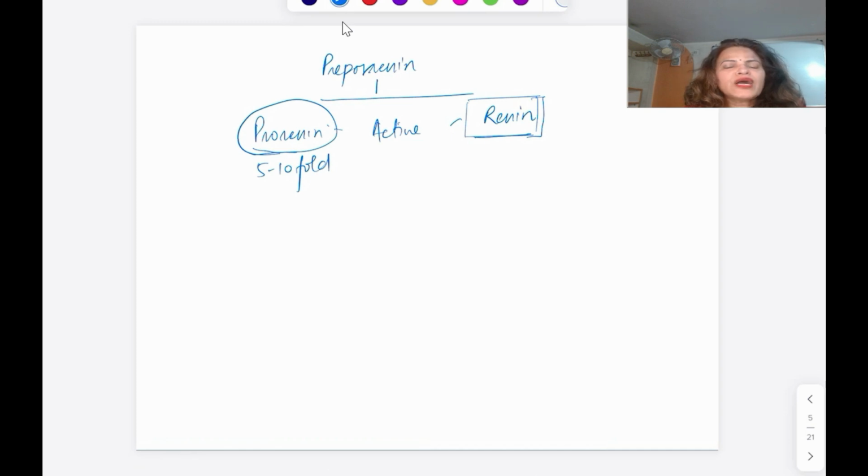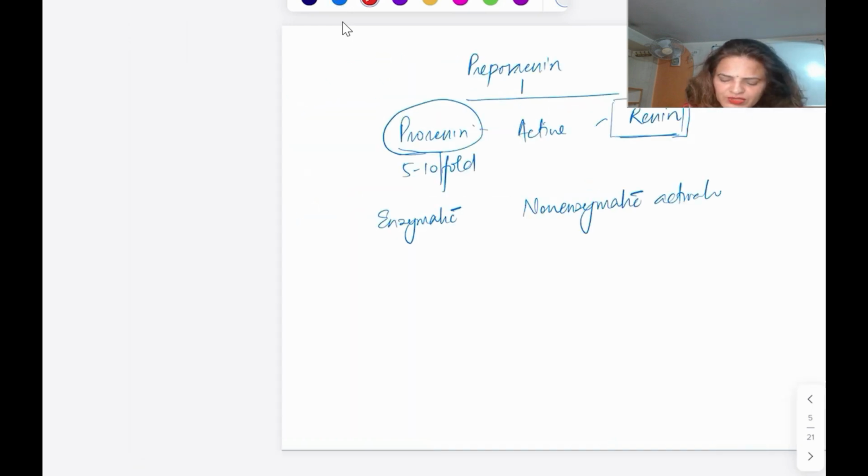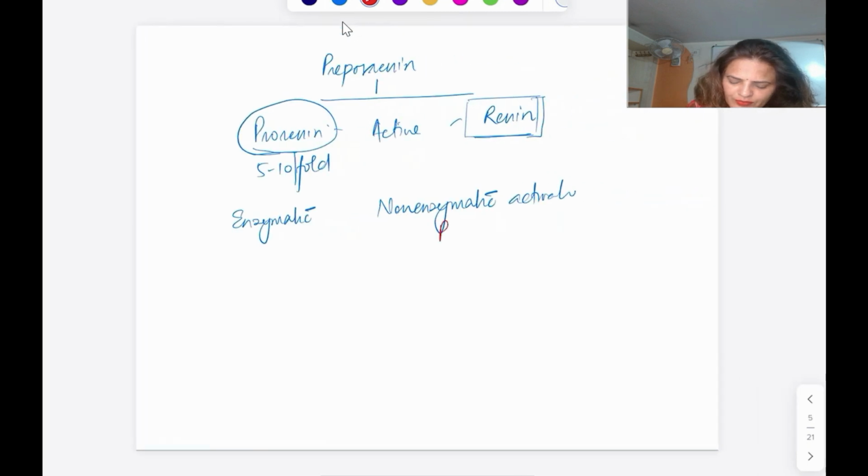Now both prorenin and renin are active, so they are going to activate angiotensinogen in two ways: enzymatic and non-enzymatic activation. Non-enzymatic activation is with the help of the prorenin receptor; this receptor helps in the non-enzymatic activation. How the enzymatic activation happens for prorenin, you can see in the next figure.